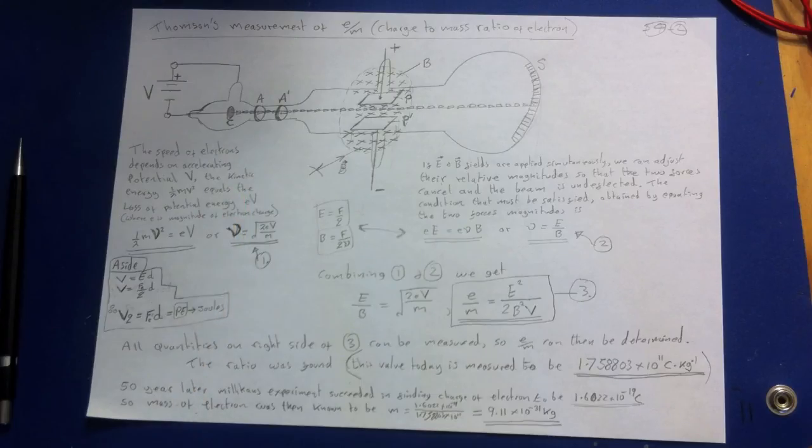Fifteen years later, after Thomson's experiment, Millikan, another scientist, succeeded in measuring the charge of the electron with his famous oil drop experiment. So he was able to actually measure the charge on an electron. And he found that the magnitude of electron charge is 1.6022 times 10 to the minus 19 coulombs. So he found what that was.